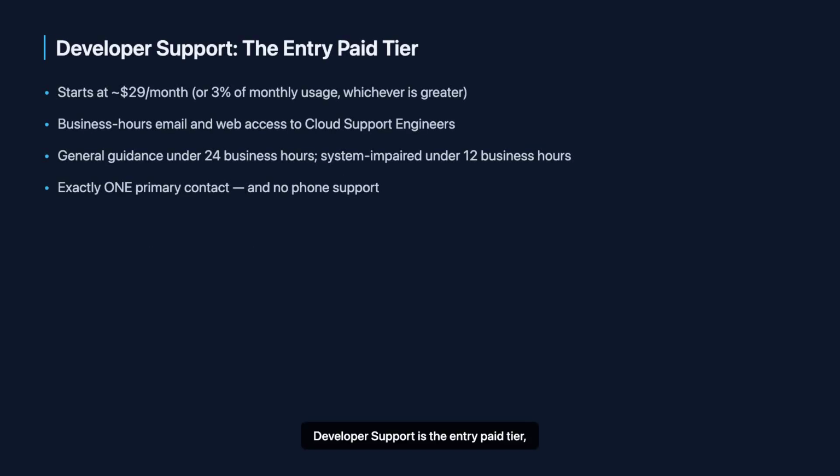Developer support is the entry-paid tier, starting around $29 a month, or 3% of your monthly usage, whichever is greater. What does that buy? Business hours, email and web access to cloud support engineers. The response times to remember here are exact, and the word business matters. General guidance comes back in under 24 business hours, and a system-impaired case comes back in under 12 business hours. That business hours clock is why developer isn't meant for production. A case opened Friday afternoon could wait until Monday.